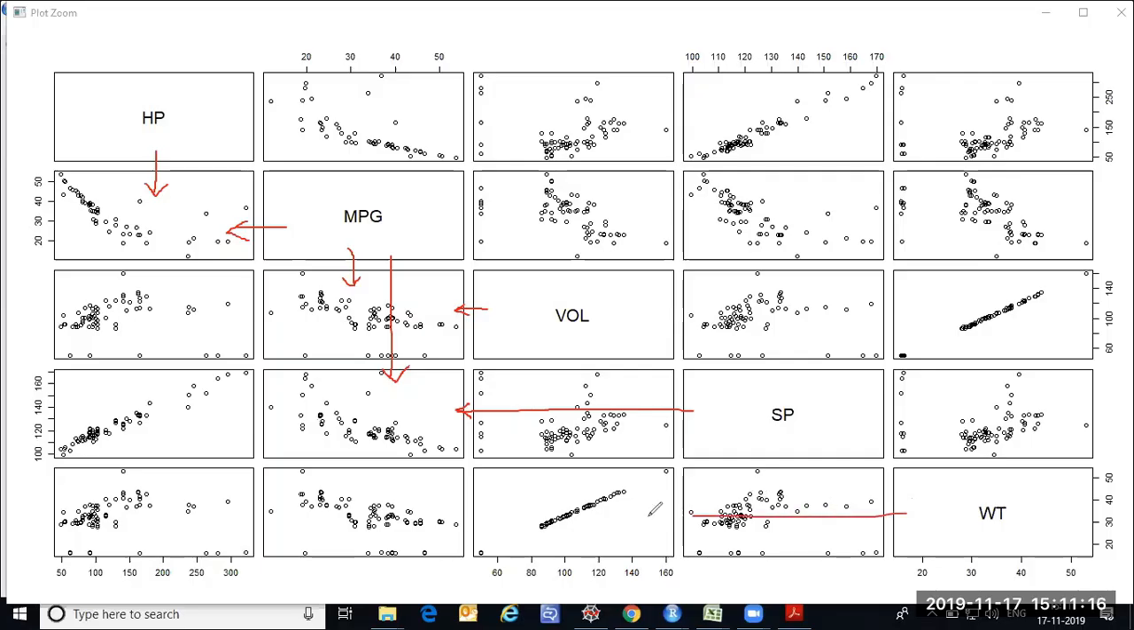How about weight and MPG? The weight of the vehicle is increasing. Would the mileage increase or decrease? It decreases. That's what it has, a negative relationship. But other than checking the relationship of each of the variables with the output variable, do you see any other issue within the input variables? Collinearity. Which variables? Volume and weight.